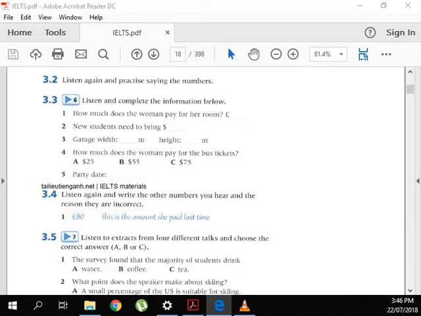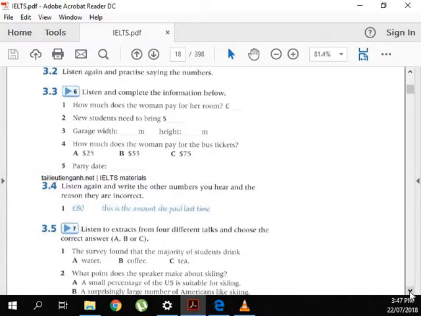If anyone wants to compare their answers, I'll just tell them verbally over here. The first was 95 pounds. The second was new students need to bring $15. The width was 3.5 meters, and the height was 2.5 meters. And how much money does a woman need to pay? So it was 55, and the party date is 29th of July. Okay, good. Let's go ahead.